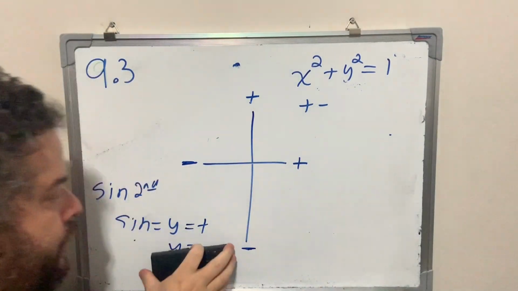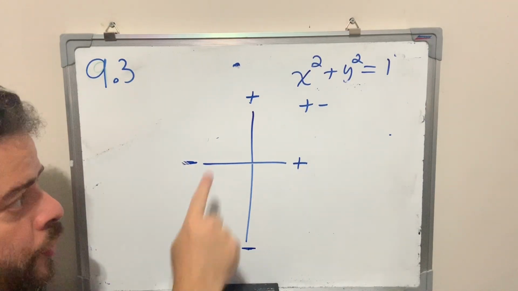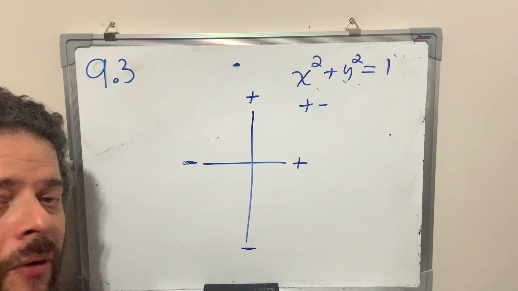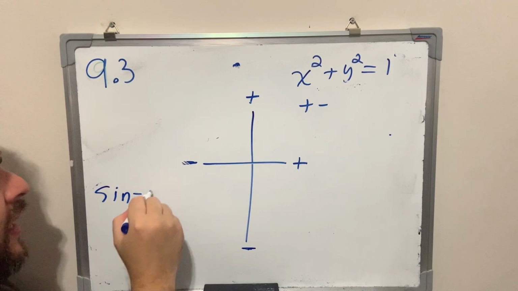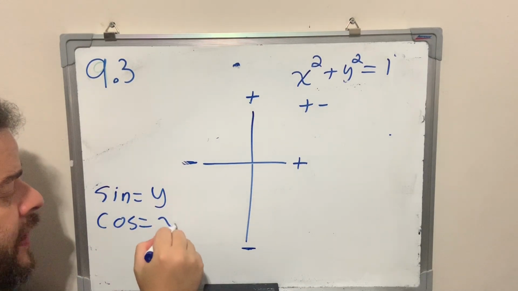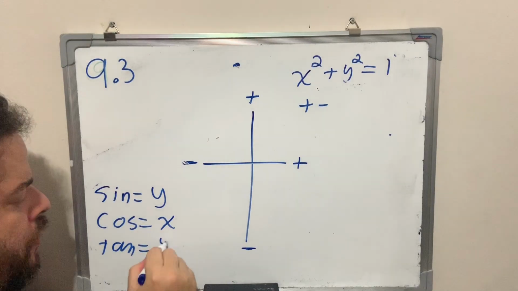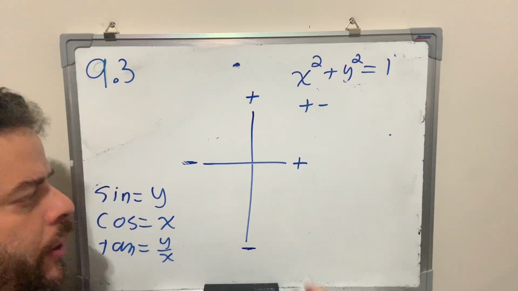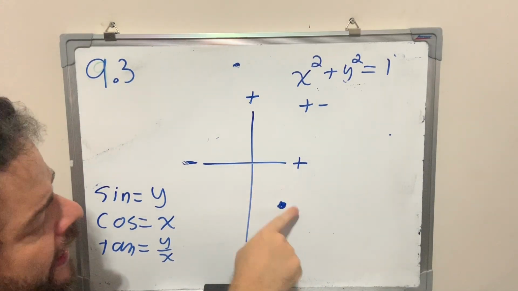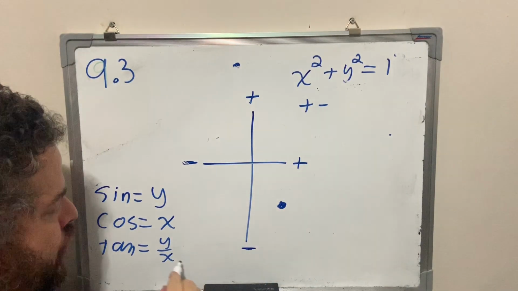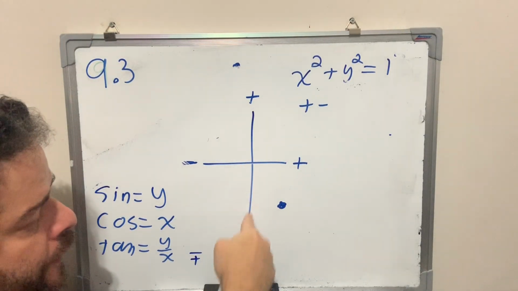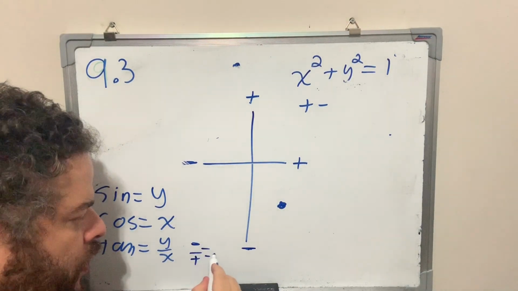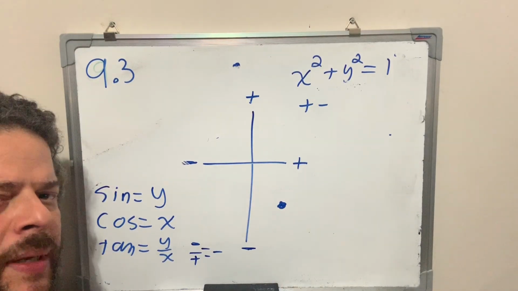Again, miren que fácil. You draw an x and a y axis, positive x, positive y, negative y. And you know that your sine is y, your cosine is x, and your tangent equals y over x. If I tell you tangent of the fourth quadrant, you put a point there. How is my x here? My x is positive, so you substitute a positive sign. How is my y? My y is negative. And what is negative divided by positive? You get a negative answer. So tangent here would be negative.